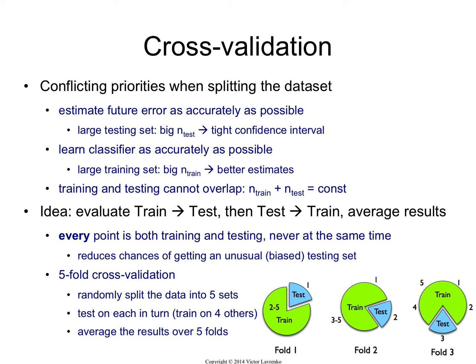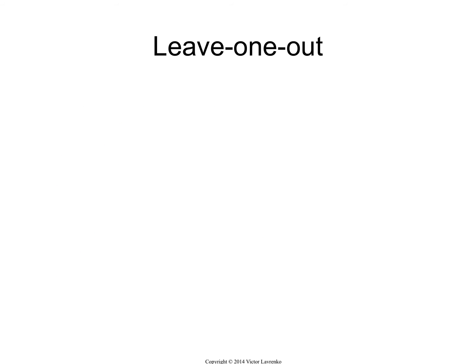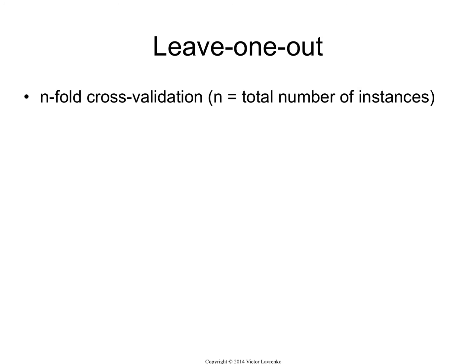So you're using 100% of your data as testing data, so your estimate of the error is as accurate as it could be. You're also using 80% of the data to train the classifier every time, which is pretty good. And if you do tenfold cross-validation, then you're using 90% of the data every time. If you take this reasoning to a limit, you get something called Leave-one-out, which is basically n-fold cross-validation, where n is the number of instances in your data set.